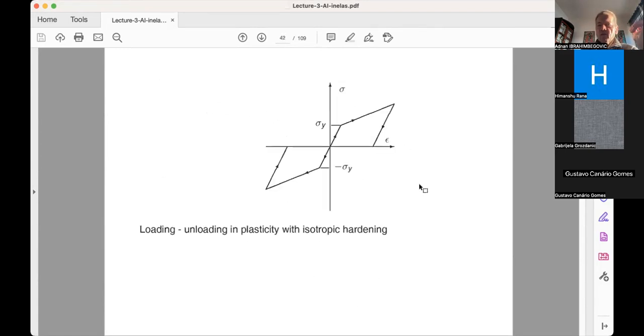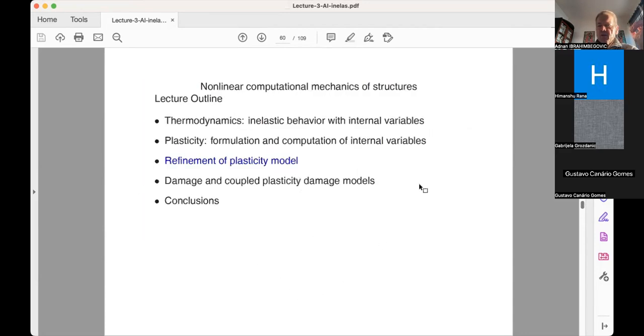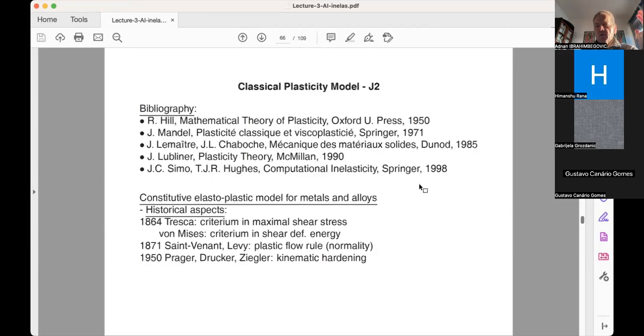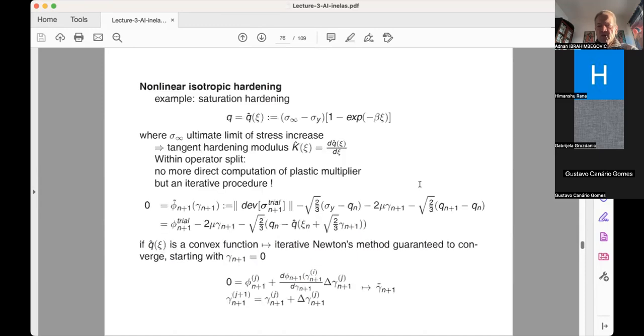So basically, if you want to fit hardening in a better way, not just by linear hardening with a single hardening modulus, and you want to be modest, you start with two types of components. You can go for a saturation hardening, which is the case here. So instead of just yield stress, I can also use something called ultimate stress. This is the maximum value of stress to which the material will saturate. And then I can multiply the difference of these two, sigma infinity minus sigma y, by 1 minus exponential of minus beta times xi.